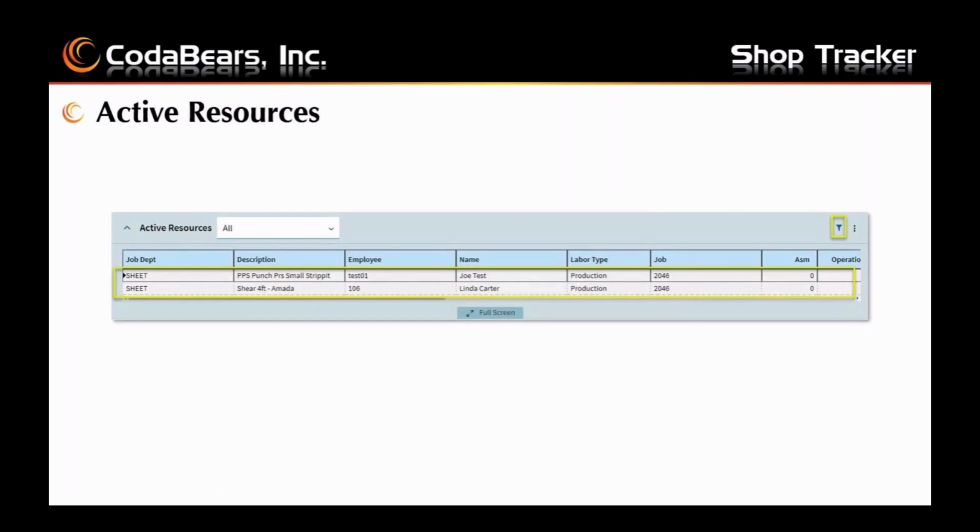This card displays information for indirect, setup, and production labor transactions. Again, you can use the filter here to view all labor that is open for a specific job, employee, resource, etc. You can pick any of these columns to filter by.